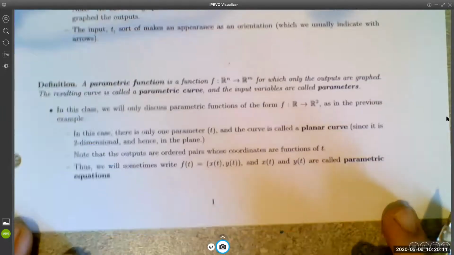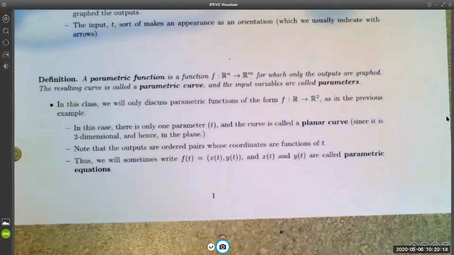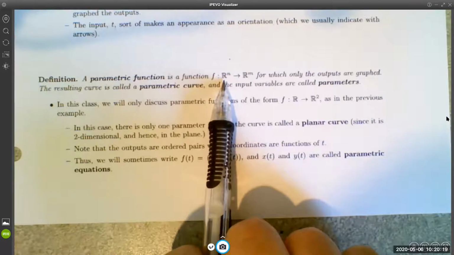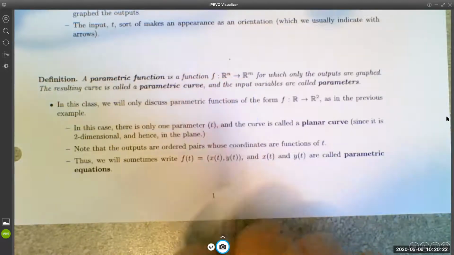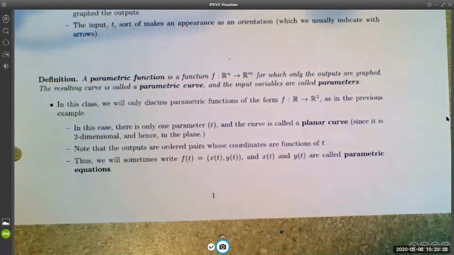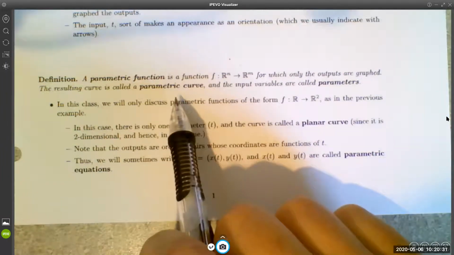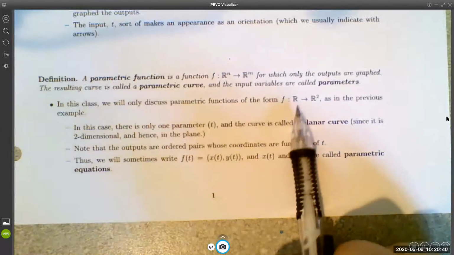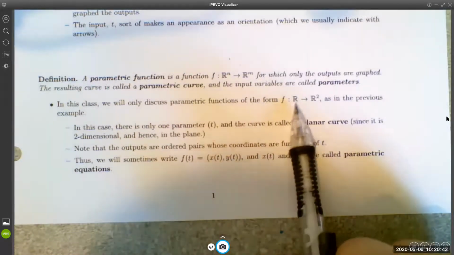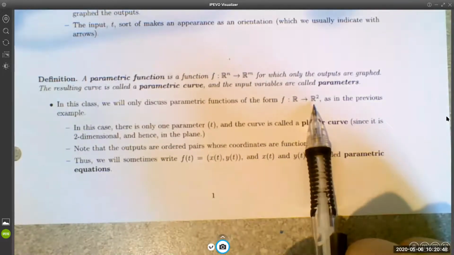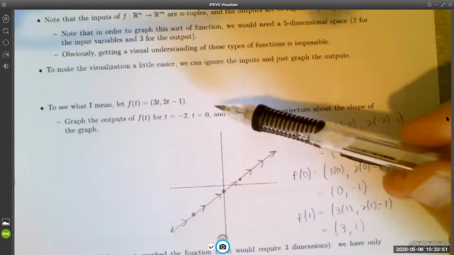And that's what parametric functions, or parametric equations, are. A parametric function is a function that takes n-tuples as inputs and maps them out to m-tuples. But it's one of these functions for which only the outputs are graphed. The resulting curve is called a parametric curve, and the input variables are called parameters. In this class, we're only going to talk about parametric functions that take a single input and map it to an ordered pair, just as we did in this example up here.